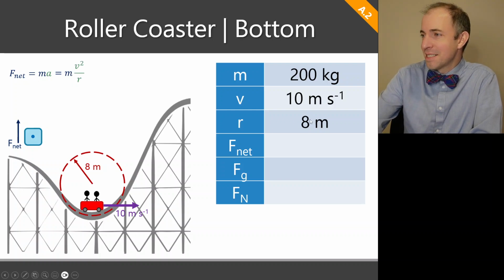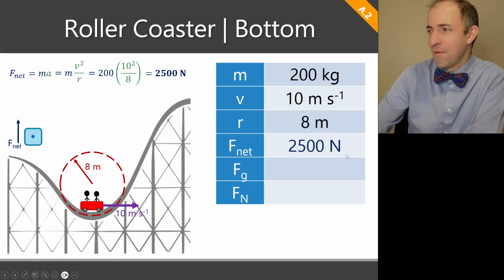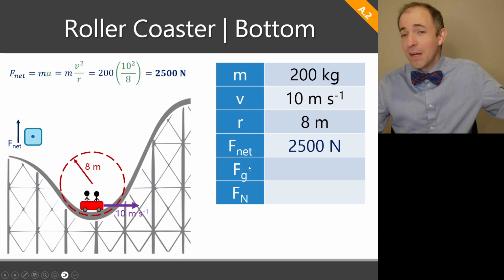In this case, it's most helpful to call acceleration v squared over r, because I know v and I know r. Plugging in my numbers, I'll find that this net force has to be 2,500 newtons. Okay, now where does that net force come from?